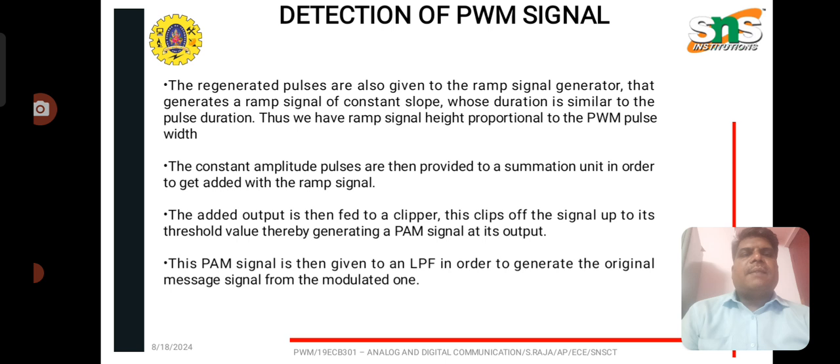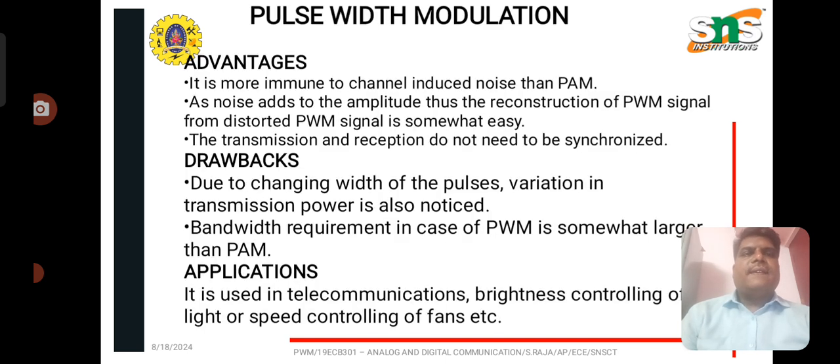The constant amplitude pulses are then provided to the summation unit in order to get added with the ramp signal. The added output is then fed to a clipper. This clips off the signal up to its threshold value, thereby generating a PAM signal as its output. This PAM signal is then given to a low pass filter in order to generate the original message signal from the modulated one.